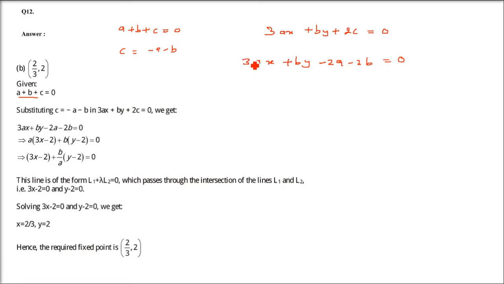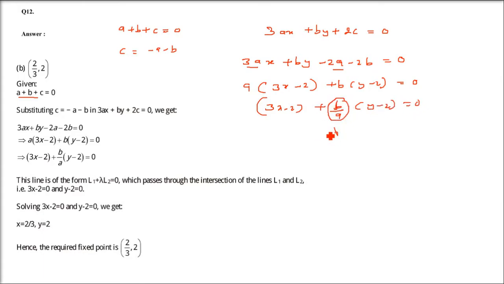Now take a terms together and b terms together: 3ax minus 2a, take a outside, it will be a into 3x minus 2. Here you have by minus 2b, take b outside, so you get b into y minus 2, equals 0. So we can put it in the form of L1 plus lambda L2. For that you can divide both sides by a: 3x minus 2 plus b by a into y minus 2 equals 0. So b by a is your lambda, you can take it as any constant, since b and a are constants. So L1 plus lambda L2 equals 0.